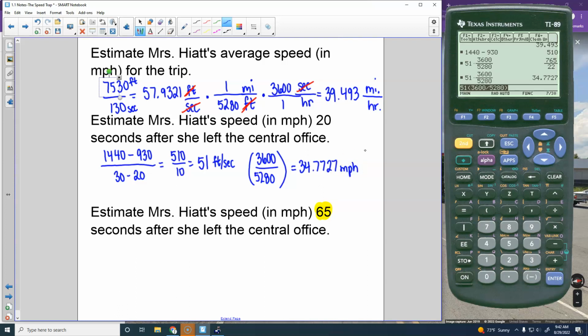Okay, I'm good right here. Nobody's going to pull me over. I'm under the speed limit, right? Nobody's going to pull me over. But let's estimate my speed at 65 seconds.